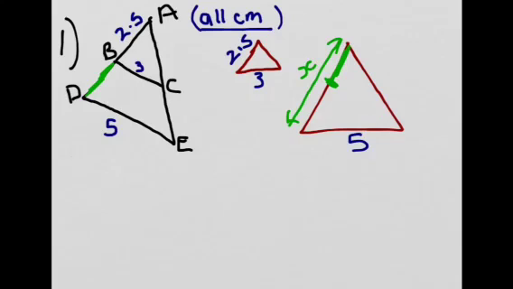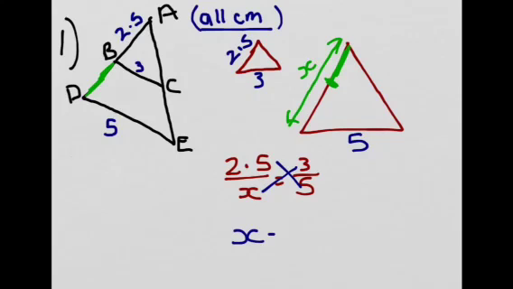We do this by setting up our ratios, so it's going to be 2.5 over X is equal to 3 over 5. Then to calculate X, we'll cross multiply and rearrange, so X is going to be equal to something. Now that's not your final answer, because you need to remember to take away the 2.5. Because we're not looking for the full distance, we're just looking for the distance from B to D, which is 2.5 less than the full side.